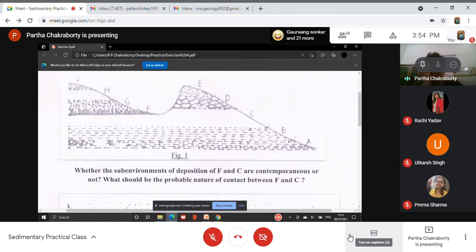Which side is the point bar? Which side is the levee? So the F is the point bar, but it's due to the migration deposition. So that should be the point bar. The FH side, and absolutely E, because that is the inner bank and that is the outer bank.